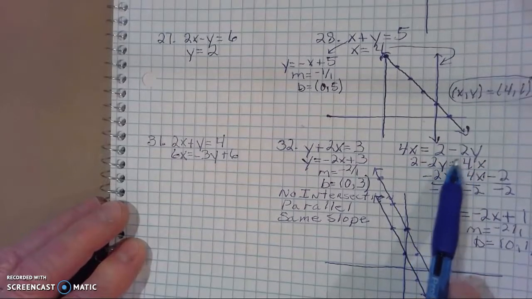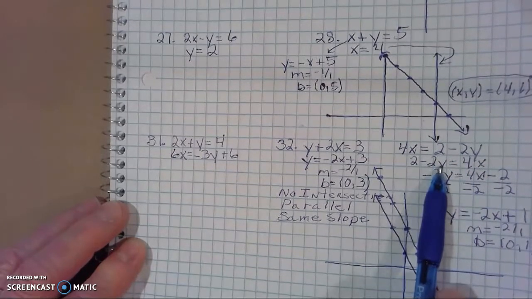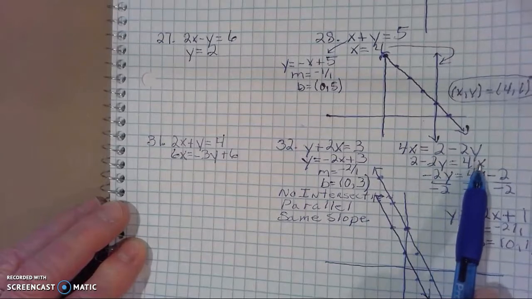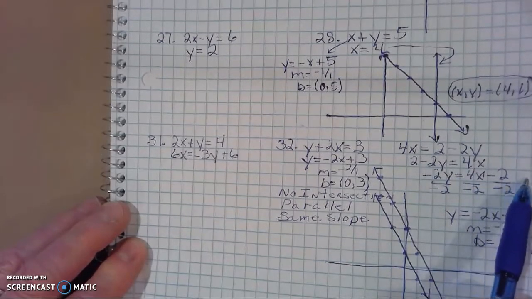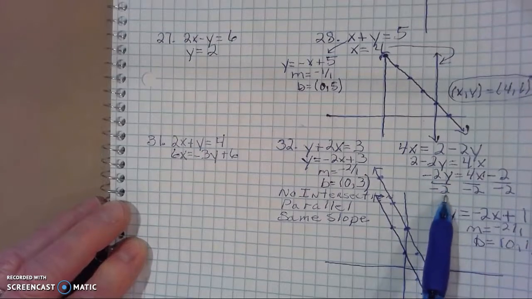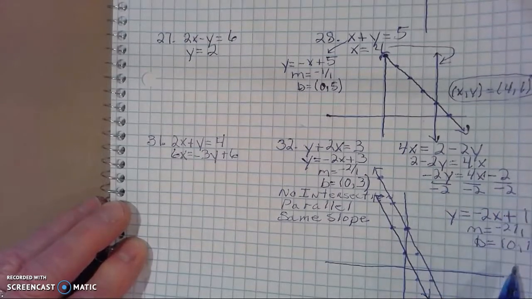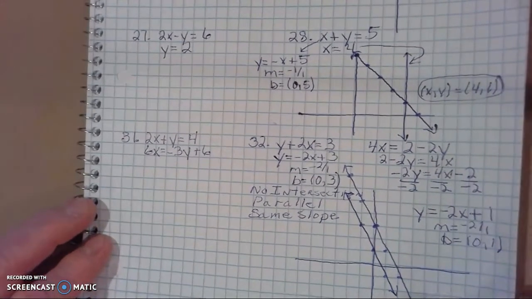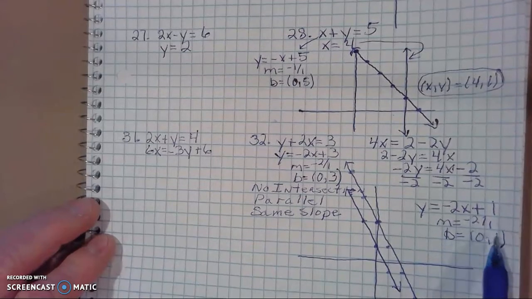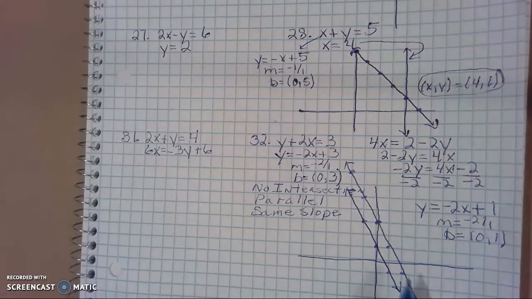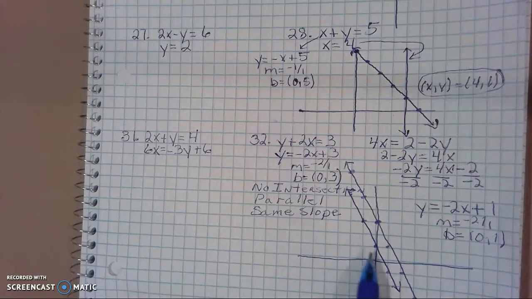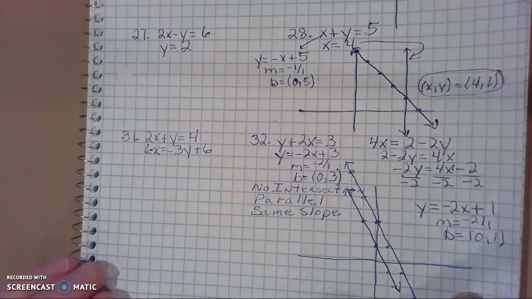Again, I flipped the equations around, put the 2 minus 2y on the left side, equals a 4x. Then I moved the 2 to the other side by subtracting. And then I divided by -2. All the work is shown here, and then I show the slope, -2/1, and the y-intercept 0, 1. I graphed both lines, and as you see, they are parallel to each other.